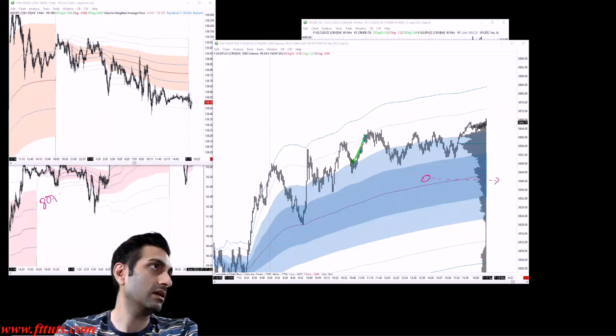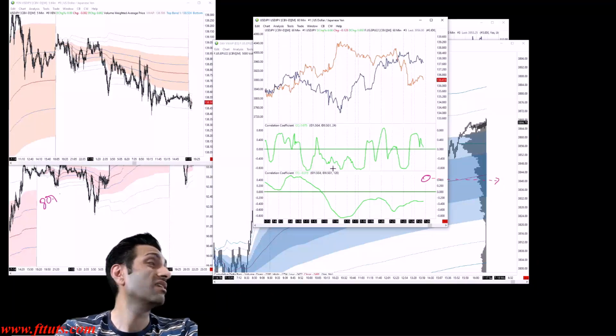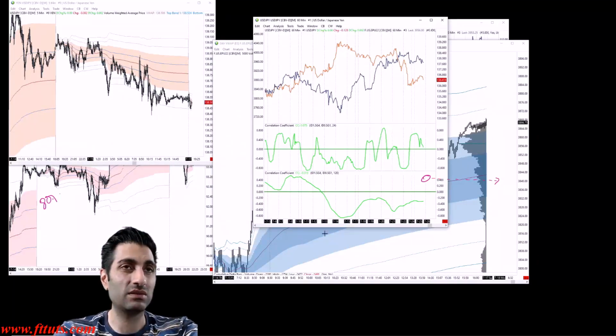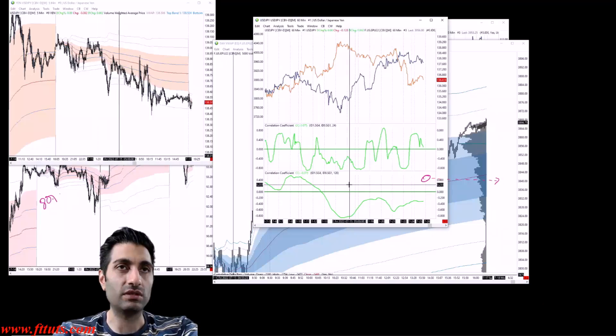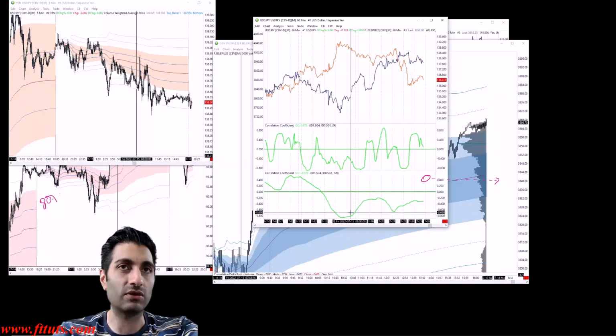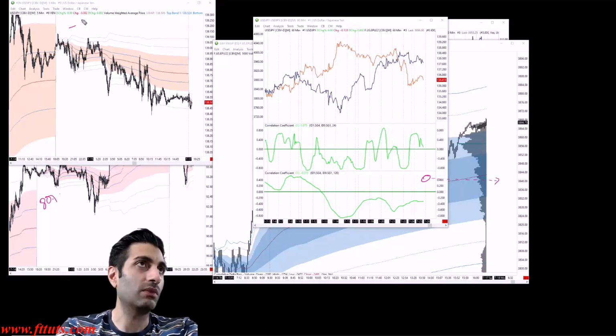And then dollar yen. What day is this? It's the 15th, isn't it? Yeah. So there you go. Can you see? It's very strong negative correlation. Very strong negative correlation on the 15th, dollar yen. Almost minus 80%.